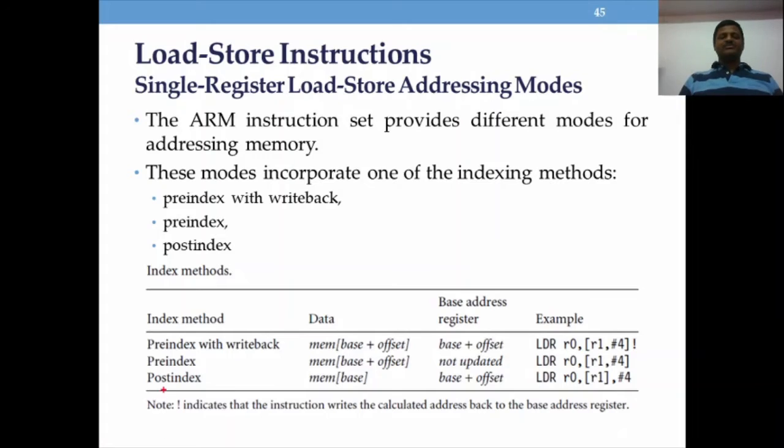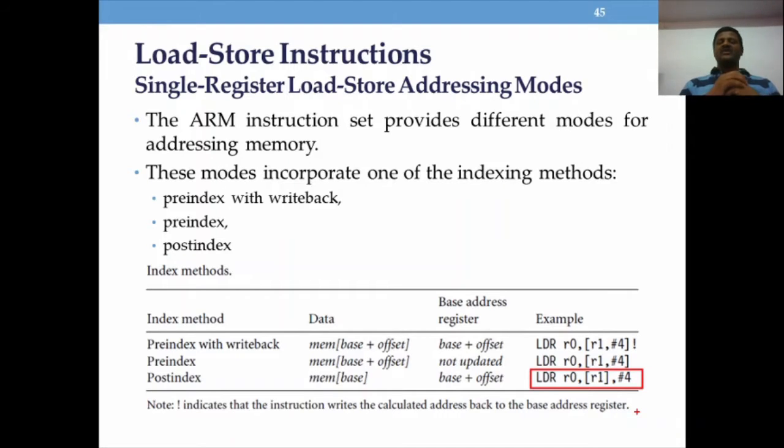Now look at the last one, the post-indexing. The name itself says post, so the addition is performed afterwards. Look at one example here. LDR R0, in square bracket only R1 is there. Carefully observe that only R1 is in the square bracket, and outside the bracket the constant number, the offset hash 4, is used. It's kept outside the square bracket to indicate post.